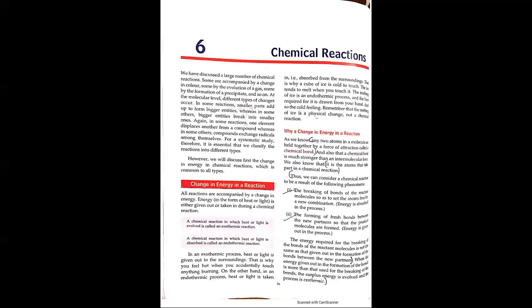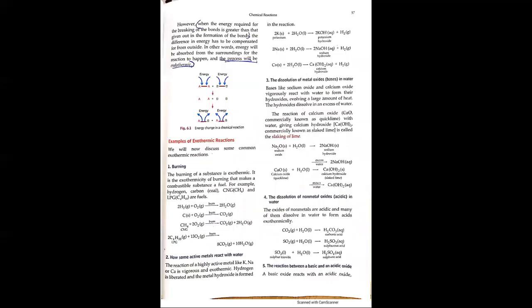But if more energy is required to break bonds as compared to the formation of new bonds, then the difference in energy has to be compensated from outside. So energy has to be taken from outside, and the process will be endothermic. So depending upon whether energy is required or given out, we can say that a reaction is exothermic or endothermic. We are going to see examples of exothermic reactions first.